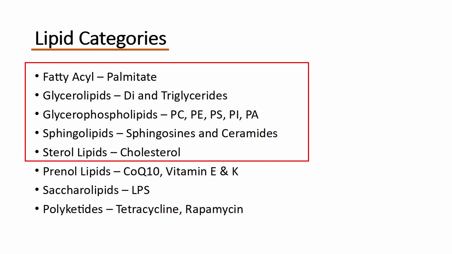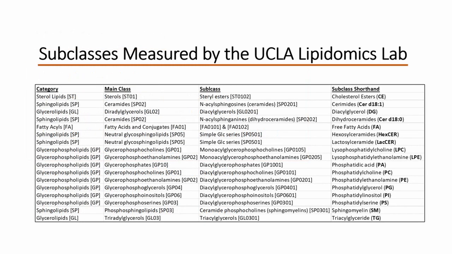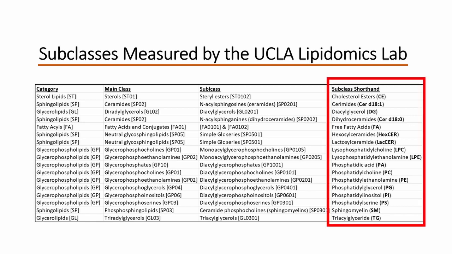LipidMaps nomenclature groups lipids into 8 categories, listed here along with common examples. Our analysis will focus on the first 5, as they are abundant in mammalian samples. These categories are then subdivided into main classes and subclasses. The 17 subclasses currently measured by the UCLA Lipidomics Lab fit into the LipidMaps nomenclature as shown here. All of the species reported will use one of these shorthands, highlighted on the right.